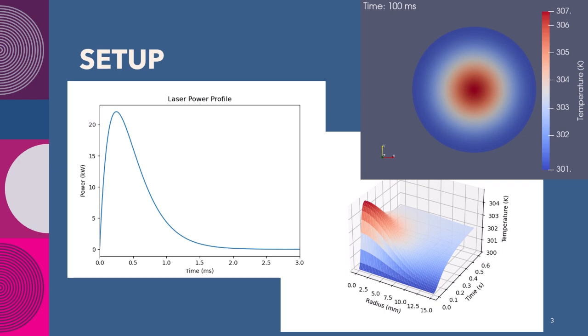You can see that as well in this surface that I've shown of the same thing here on the bottom right. At a radius of 0, we have the peak temperature, and as you go out radially, the temperature decreases, and then as you increase in time, which is our y-axis, the temperature becomes more uniform. Additionally, I have an image of the power profile of the laser just to show how quick it is. The laser peaks at 1/4 of a millisecond and by 1.5 milliseconds is basically off.